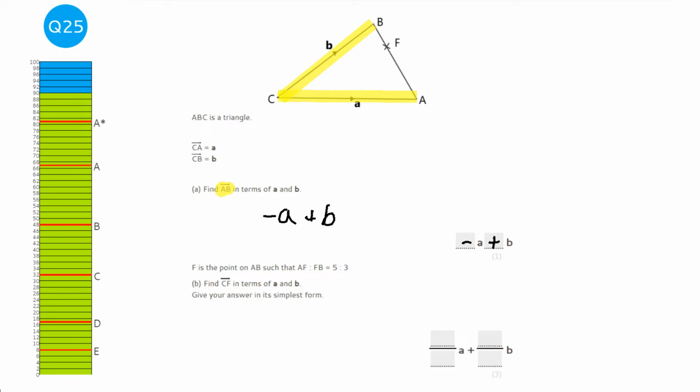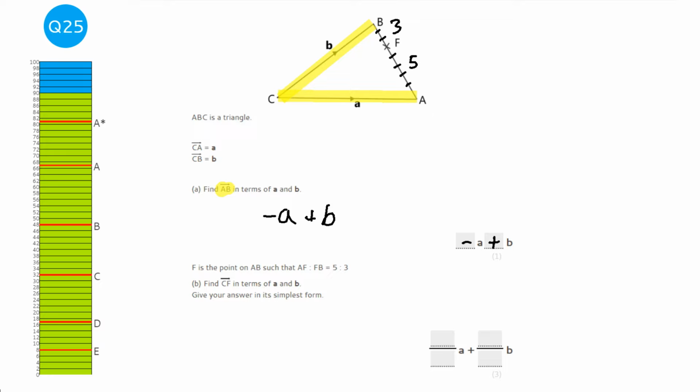Now the next question says that F is a point on AB such that the ratio of AF to FB is 5 to 3. So if I imagine that there are 5 whatever the units are there and 3 whatever the units are there. So I can chop those up, and then we'd have 5 units, 1, 2, 3, 4, 5 here, and there's 1, 2, 3 here.